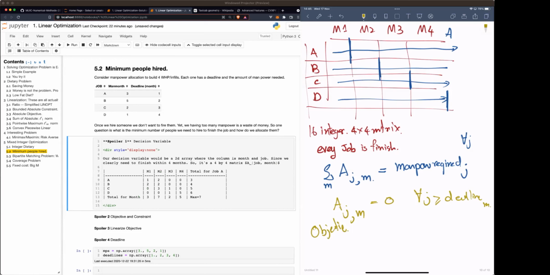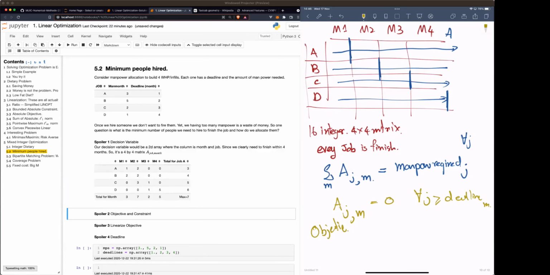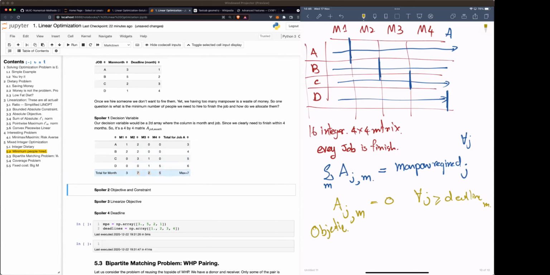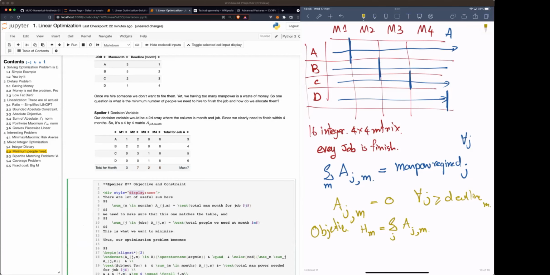Not a bad idea, right? So let me put the spoiler so you have something to look at. So this is what we did before, right? The objective that we want is this number. For each month, the number of people hired is going to be the sum of all the jobs of A_J, summed over all the jobs. And then you want to minimize the maximum number. This is what you do. Let me show you.